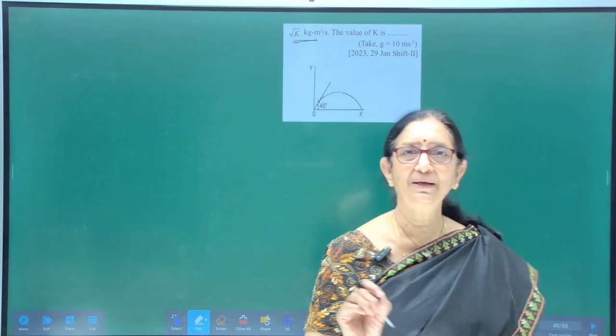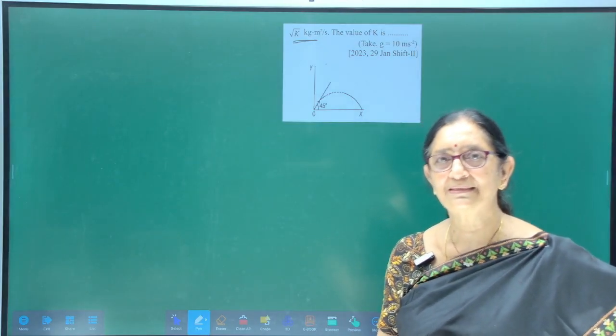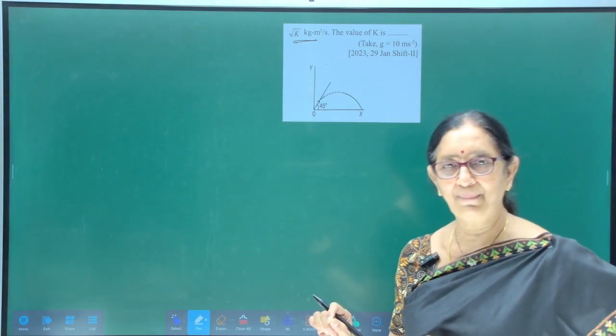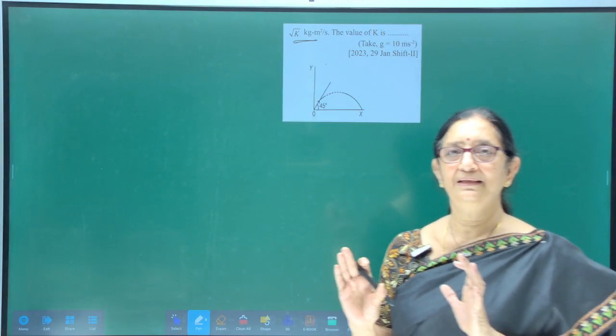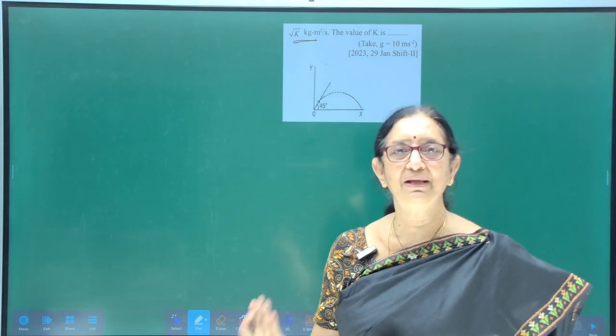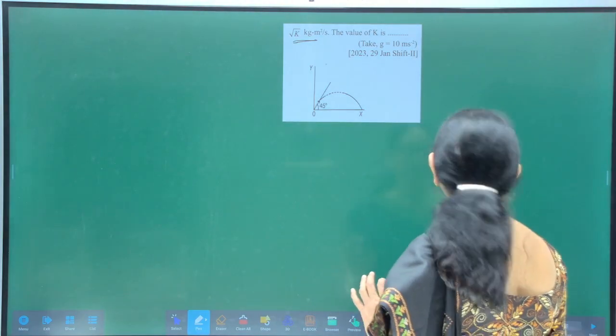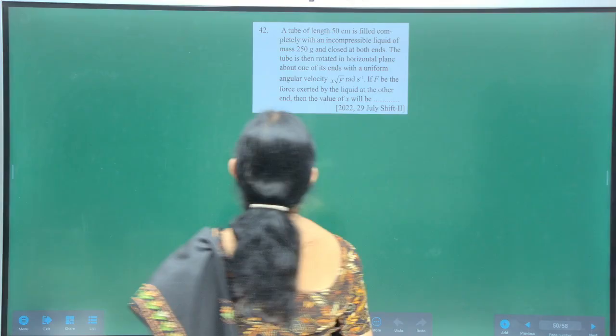So the problem is the same concept. Angular momentum is R bar cross P bar. R bar is the position vector, P bar is the momentum vector given by m v bar. Okay, so that is the answer for that problem. Move on to the next problem.